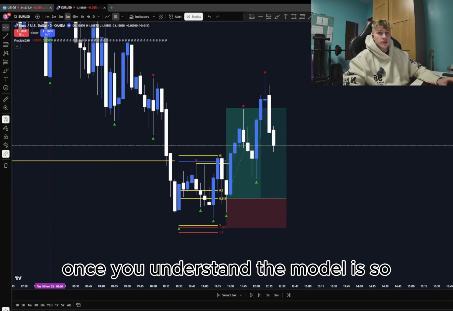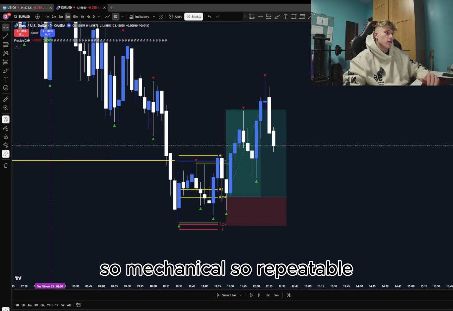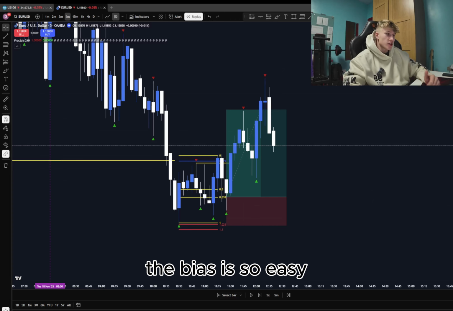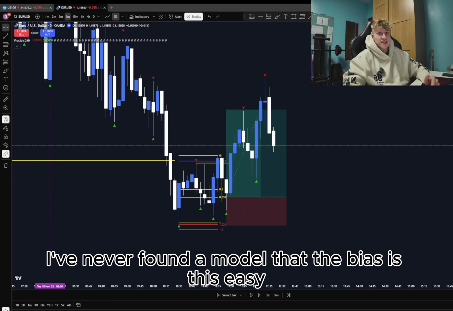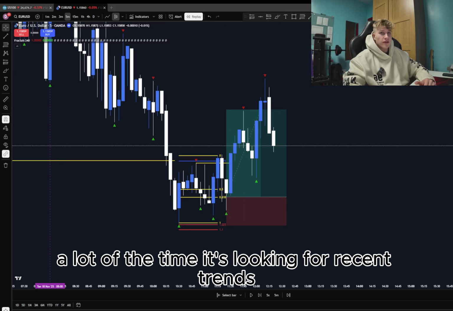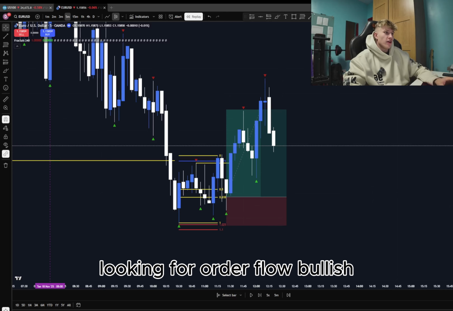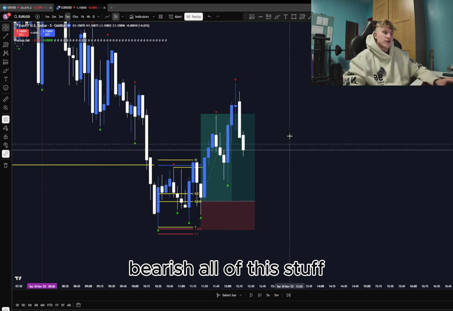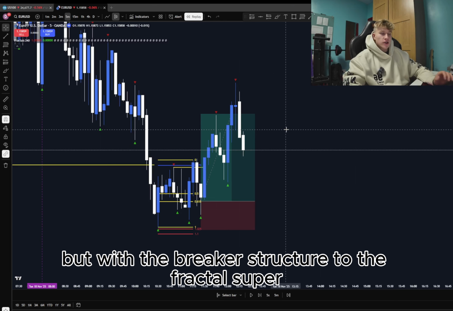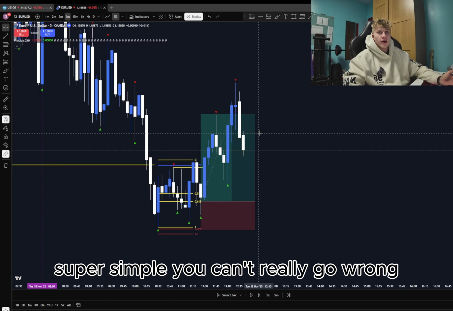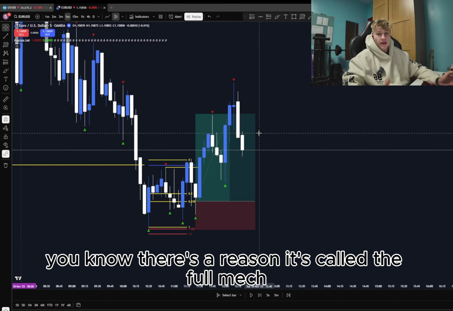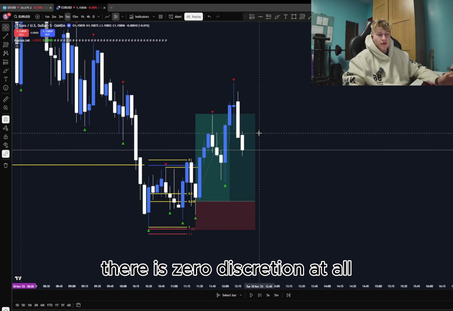Super, super simple. Once you understand the model, it is so mechanical, so repeatable. The bias is so easy. I've never found a model where the bias is this easy. A lot of the time it's looking for recent trends, looking for order flow, bullish, bearish, all of this stuff. But with the breaker structure of the fractal, super simple. You can't really go wrong. You know, there's a reason it's called the full mech, it's because it's fully mechanical. There is zero discretion at all.